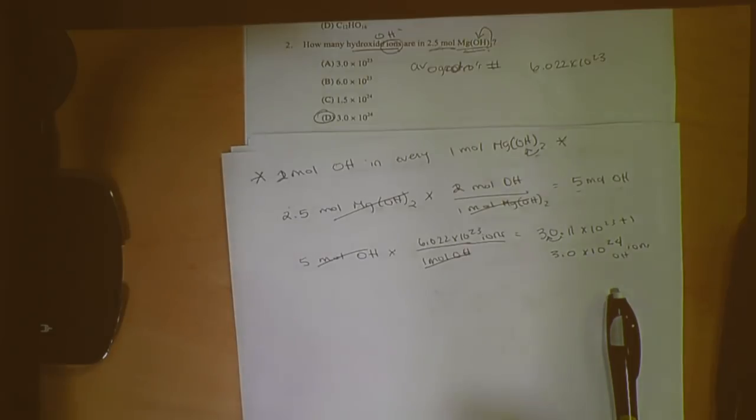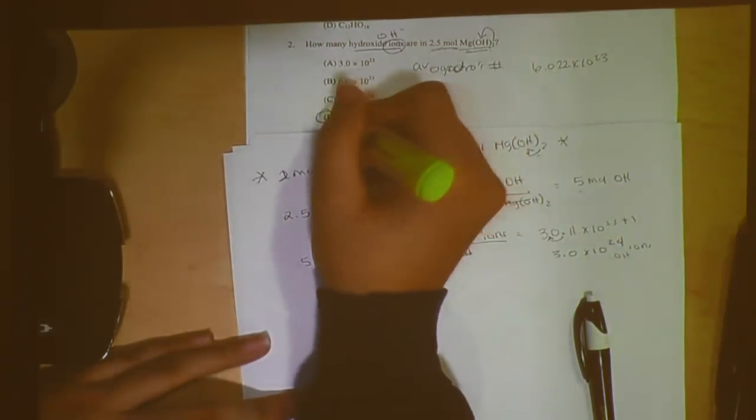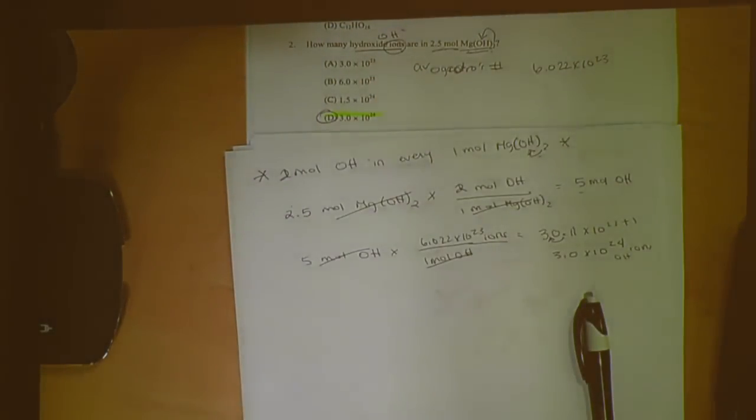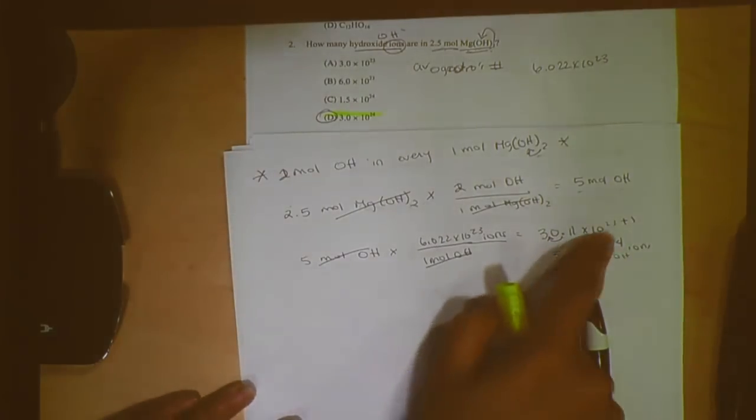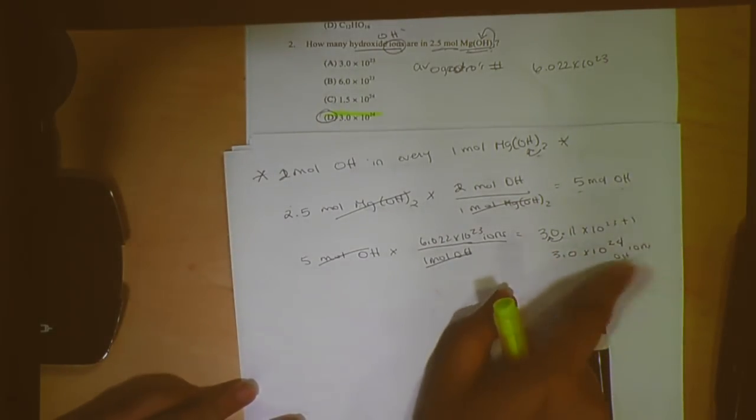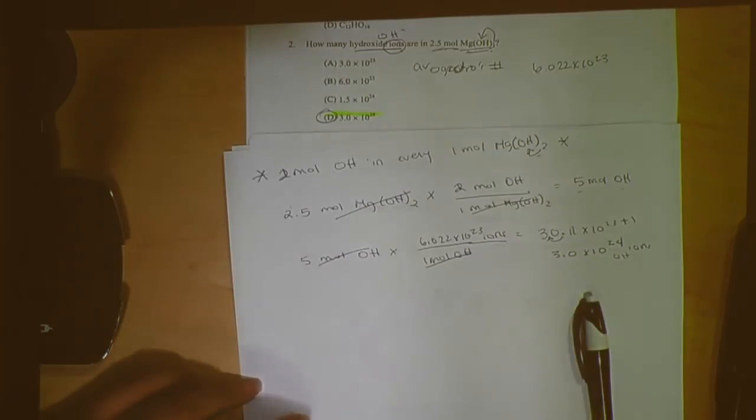So again, anytime I move the decimal point back to make it scientific notation, I add 1 to the exponent. So that's why it became, instead of 10 to the 23, it became 10 to the 24. Right? Yes, ma'am?